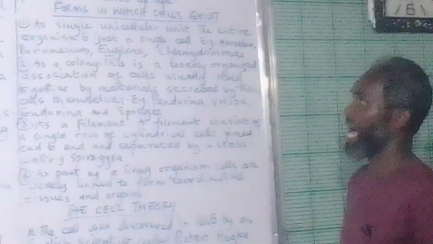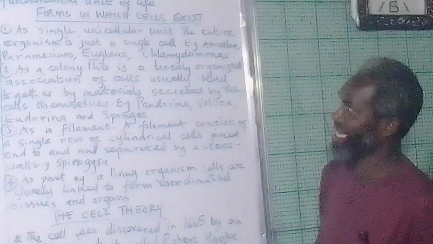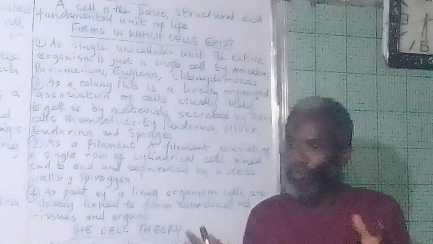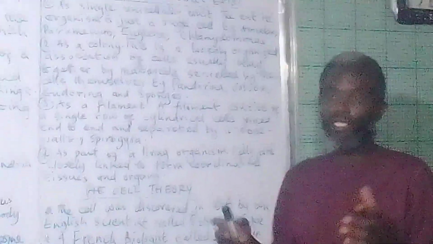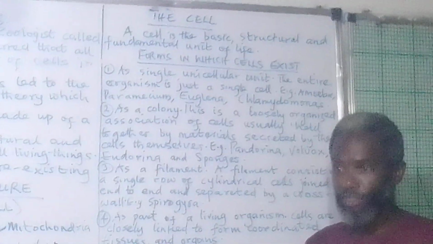They can exist as a single cell unit. That is, the entire organism is just a single cell. Examples are amoeba, paramecium, euglena, chlamydomonas.